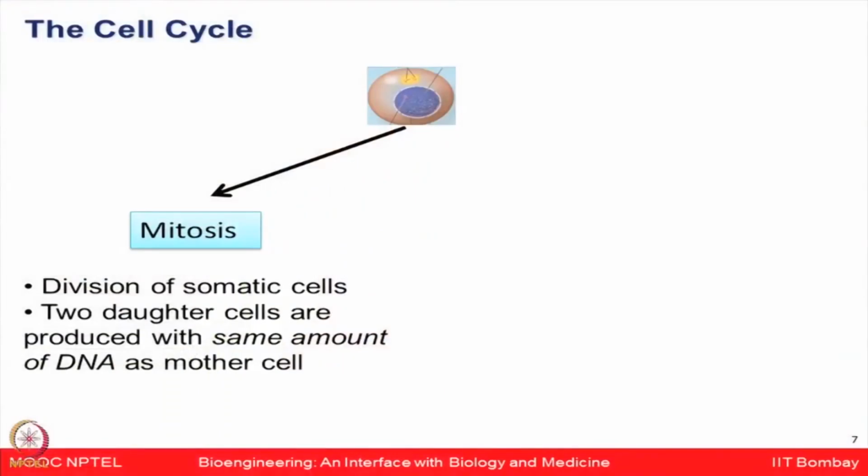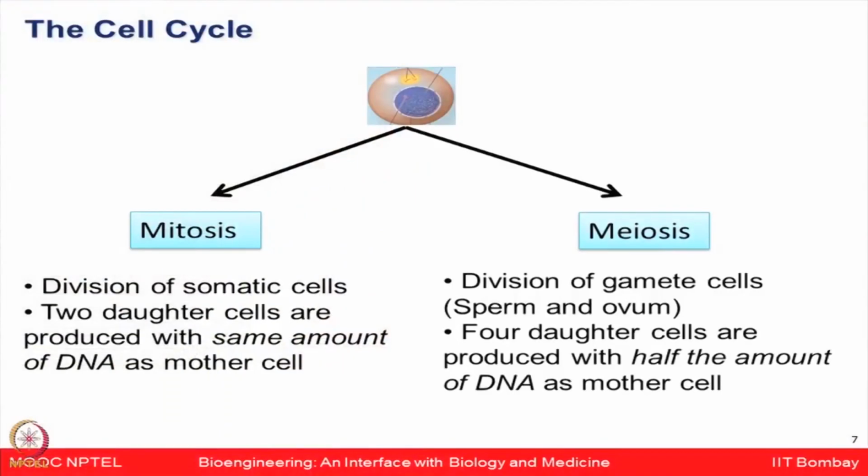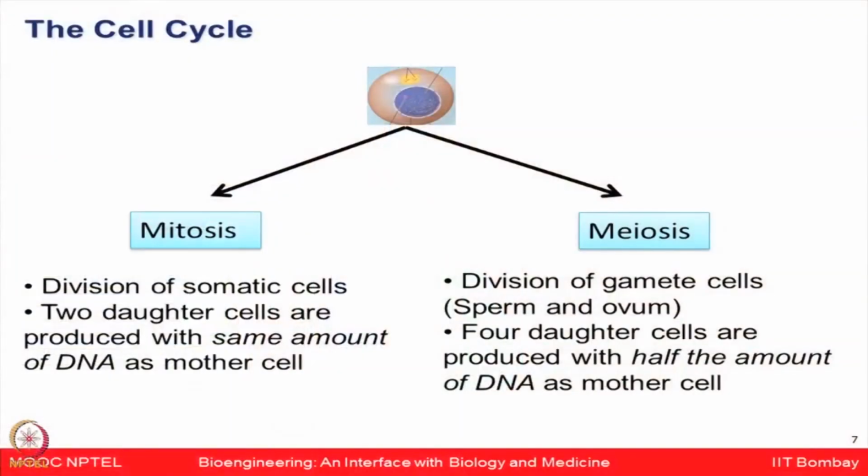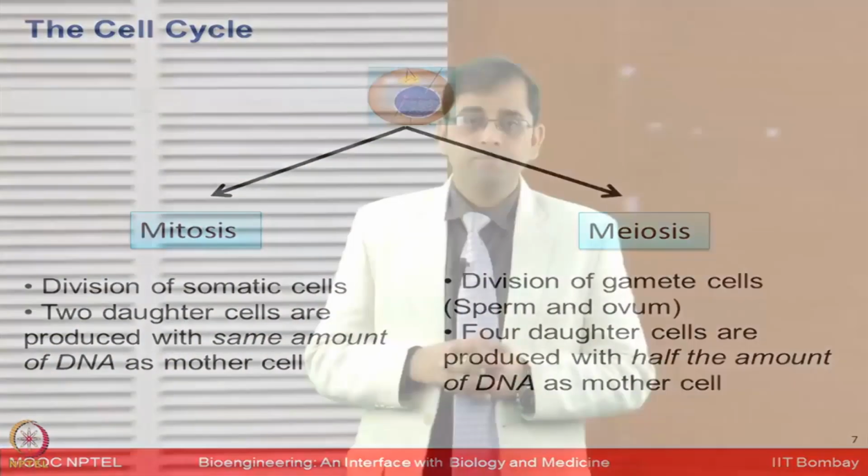So, let us look broadly at the mitosis and meiosis processes. In case of mitosis, the division of somatic cells happens, whereas meiosis governs the division of gametes, especially the sperm and the ova. In mitosis, the two daughter cells which are produced contain the same amount of DNA as the mother cell. In case of meiosis, 4 daughter cells are produced which contain half the amount of DNA as the mother cell.